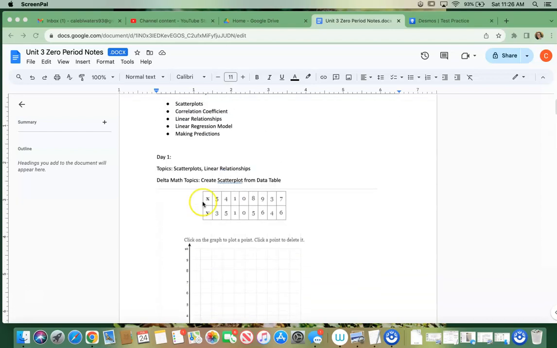Let's go ahead and get started. Hopefully you have these notes already printed out. If you do not, grab a scratch sheet of paper so that you can follow along with us.